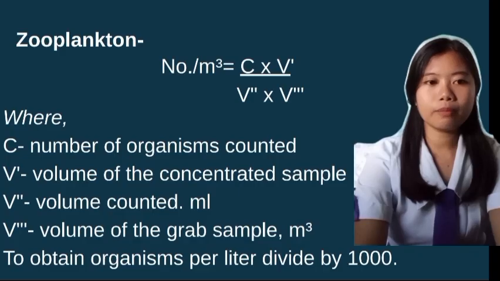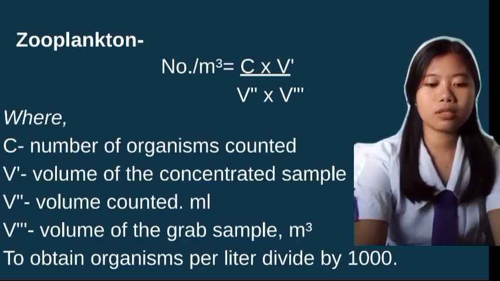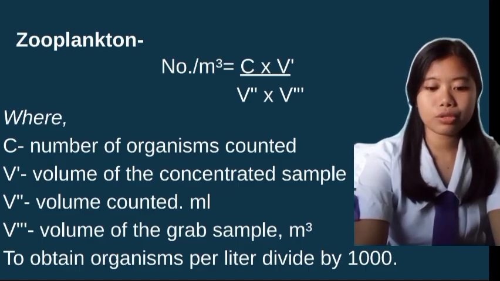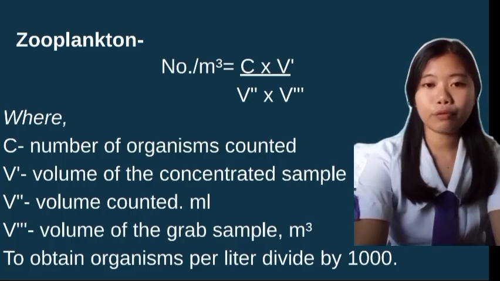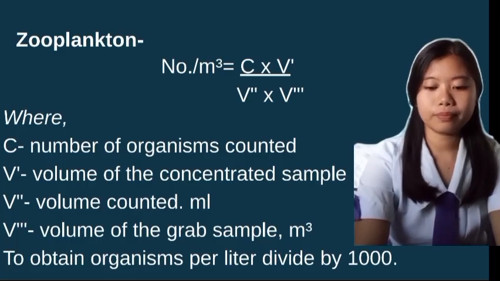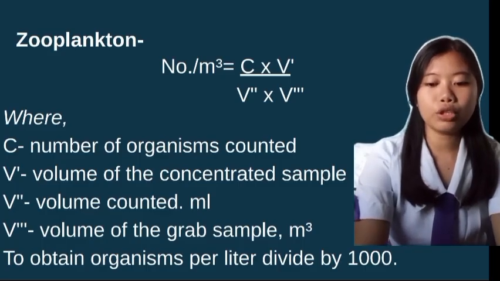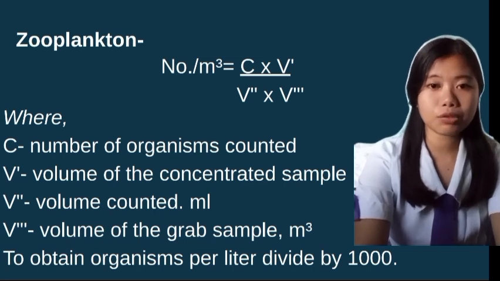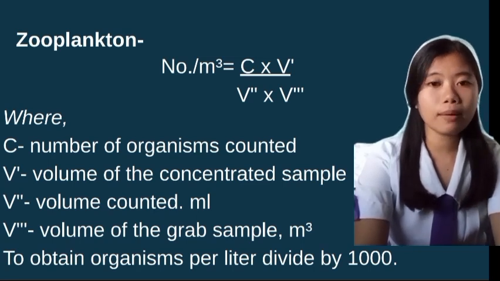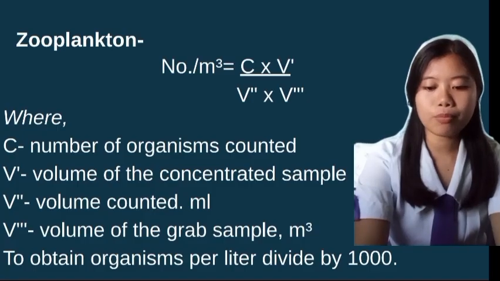The V single prime, the volume of concentrated sample, is the total volume of the water sample after you remove most of the extra water to make the organisms more concentrated. There is less water, so it is easier to count the plankton. And the volume counted is the amount of concentrated sample you use for counting under the microscope. For example, if you have a 50 ml concentrated sample, and you take 1 ml to count under the microscope, then your volume counted is equal to 1 ml.